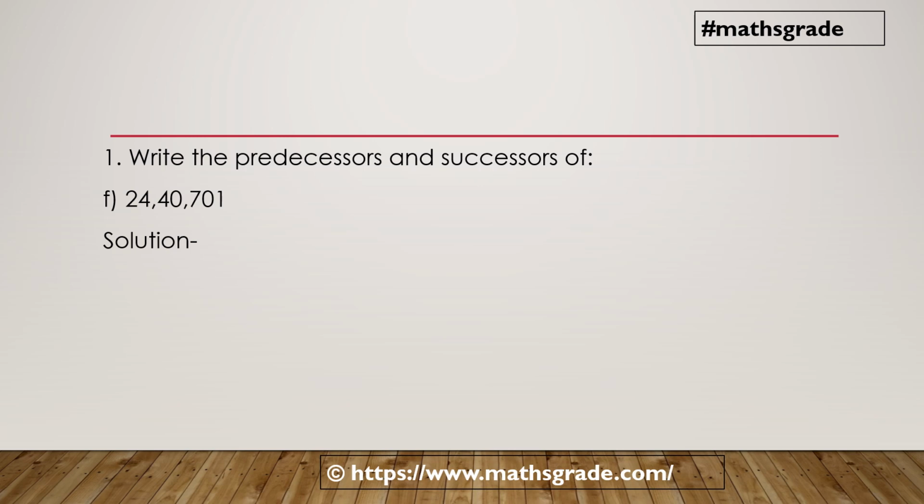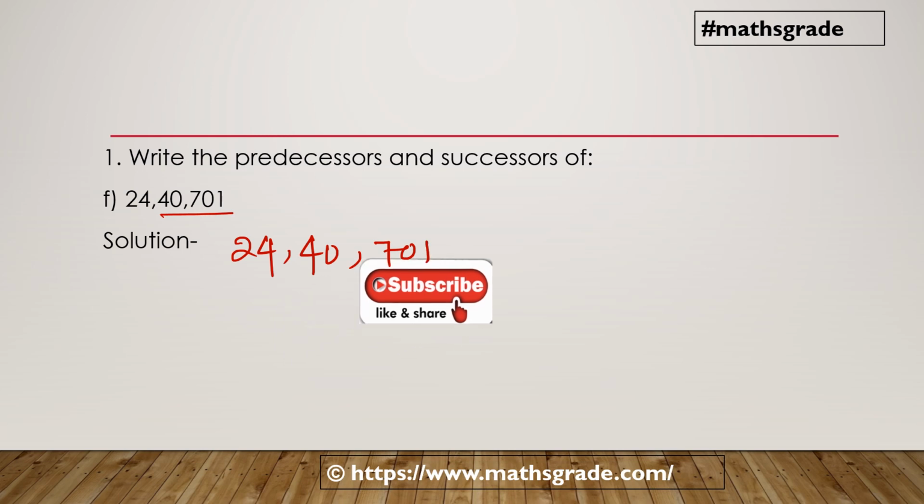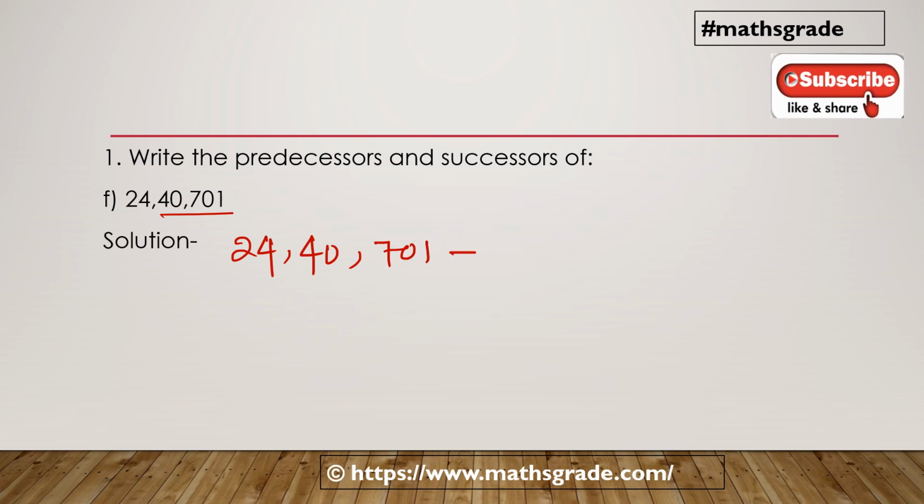Now question number F bit. Predecessor of 24 lakh 40,701. Predecessor of 24,40,701 is, we have to subtract 1 from the number 24,40,701. And predecessor of 24,40,701 is 24,40,701 minus 1, which is 24,40,700. And this is the predecessor of the number 24,40,701.